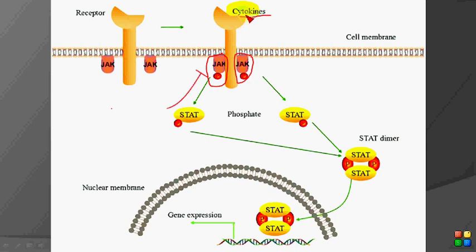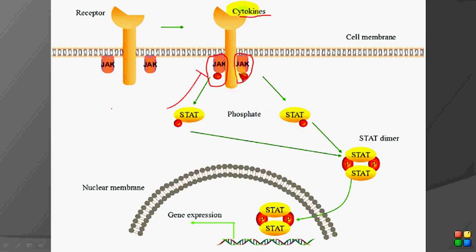So the receptor got bound with ligands such as cytokines, and there was a conformational change in the receptor which promoted the phosphorylation of these Janus kinase molecules, or JAK molecules, and this JAK molecule in turn promotes the phosphorylation of STAT proteins. STAT stands for signal transducer and activator of transcription.